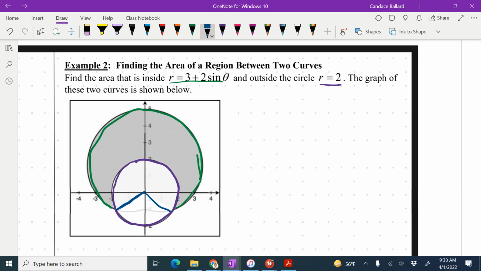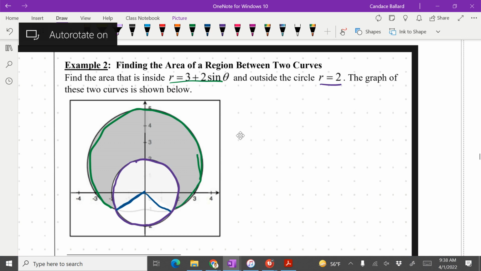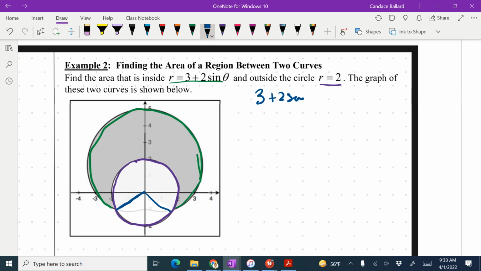They did not give us the bounds this time, so they weren't quite as nice as it could have been. So it probably wouldn't hurt us to figure out what those are. It's good practice, so let's try that. Okay, so let's start by doing 3 plus 2 sine theta equals 2.